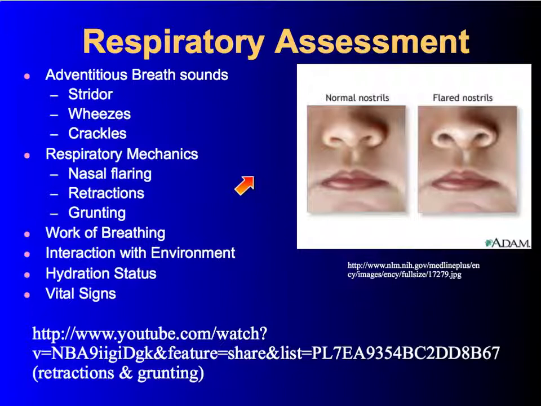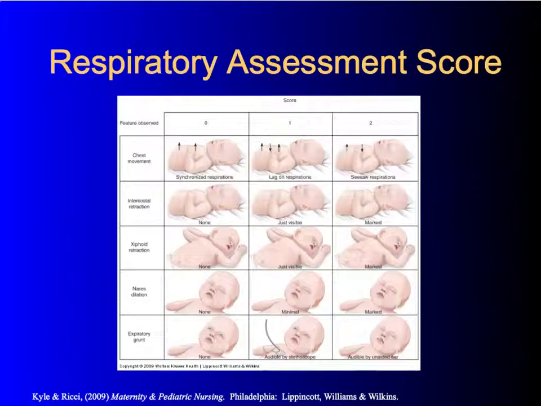Grunting, I have a video down below that's going to show you retractions and grunting. Grunting is a way that the baby is forcing air to come out, and it sounds like grunting. Assessing work of breathing, interaction with the environment, hydration status, and vital signs are all part of your respiratory assessment. So we can give a score for respiratory assessment.